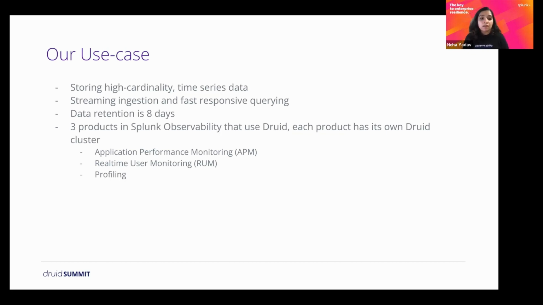There are three products within Splunk Observability that use Druid pretty intensively, and each product has its own dedicated cluster in different regions around the globe. Those three products are application performance monitoring, APM for short, real-time user monitoring, RUM in short, and then profiling.